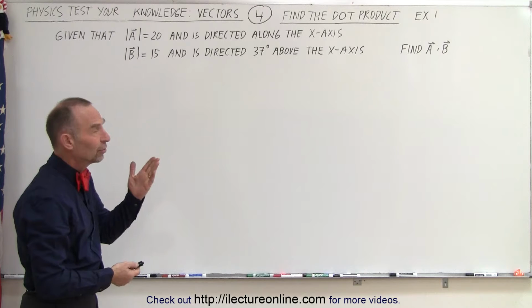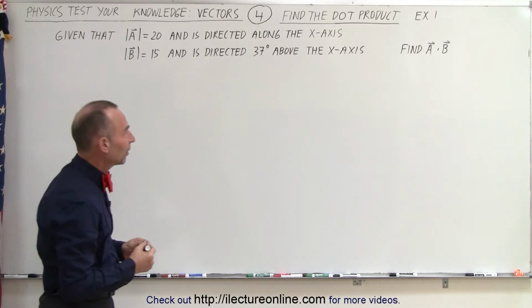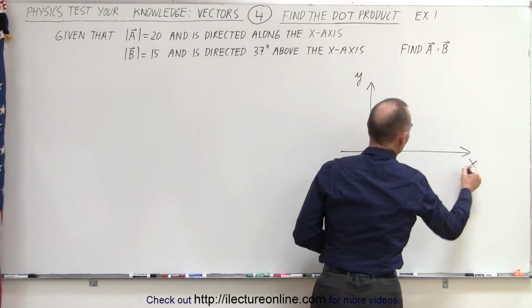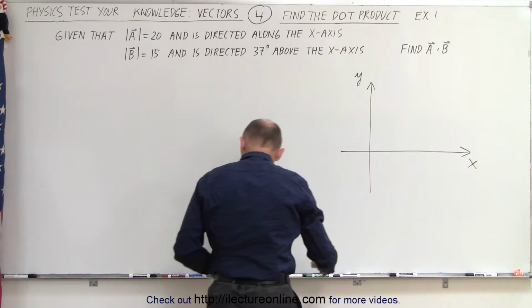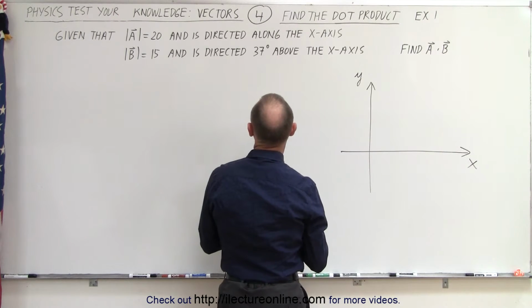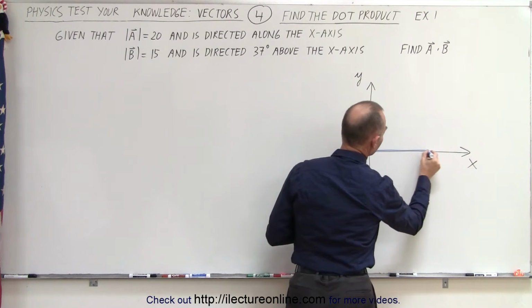So how do we find the dot product? Well, the first thing you want to do is draw the two vectors on the xy plane. So let's go ahead and do that. So the first vector, and let's use a different color. Let's see if our blue pen works here. Vector A, 20 units directed along the x-axis. So let's draw vector A right here.